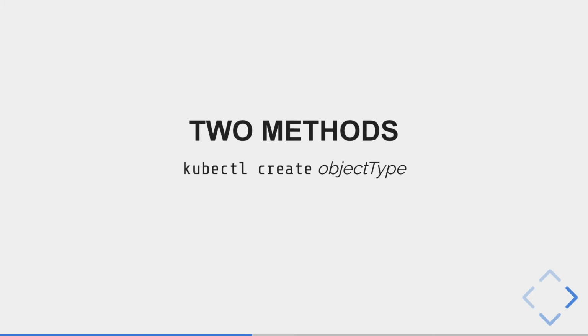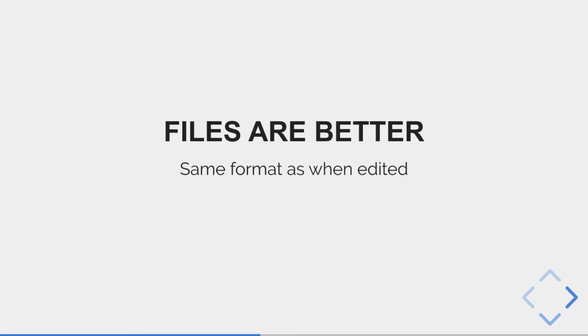A far better method is to use kube apply and then pass it the path to a file. Now, why do this? Because the file is in YAML format, and it's the same format that you're going to be using when editing or updating an existing deployment on the cluster. So why learn anything else? Files are just better. It's the same format as when it's edited, and it can be easily added to version control such as Git.